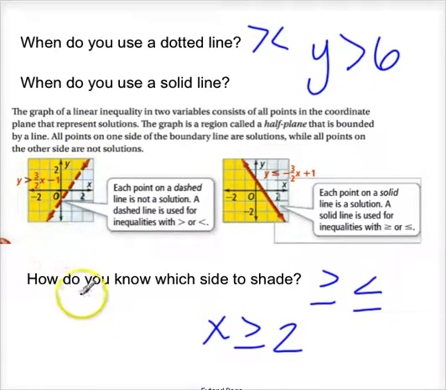We're also going to talk about where to shade. The shading is all of the possible solutions. We talked about there's more than one. We're going to shade on our graphs to tell you which ordered pairs are solutions.